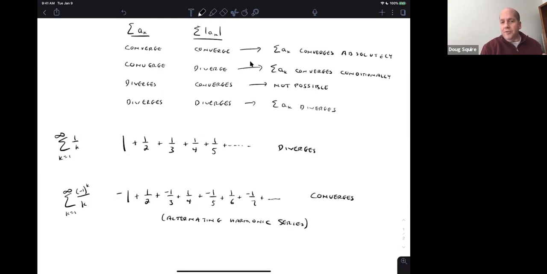And so in this case, the series 1 over k diverges. The series (-1)^k over k, the alternating harmonic series, does that converge conditionally, converge absolutely, or does that diverge? What does that series do? How would we describe it? Converges conditionally. Yeah, just conditionally.